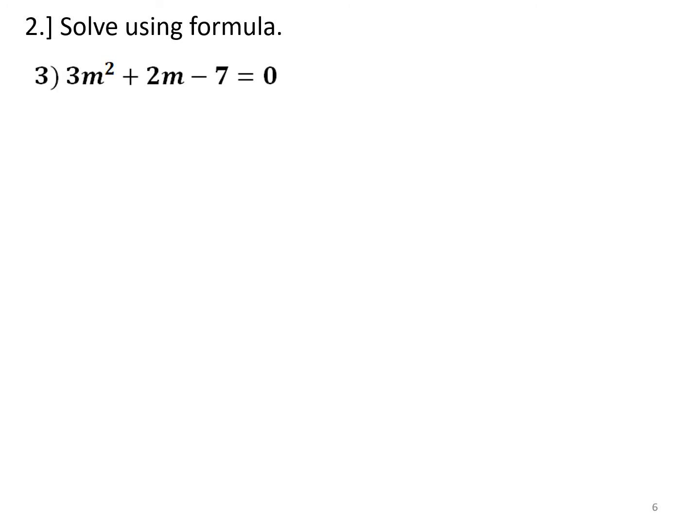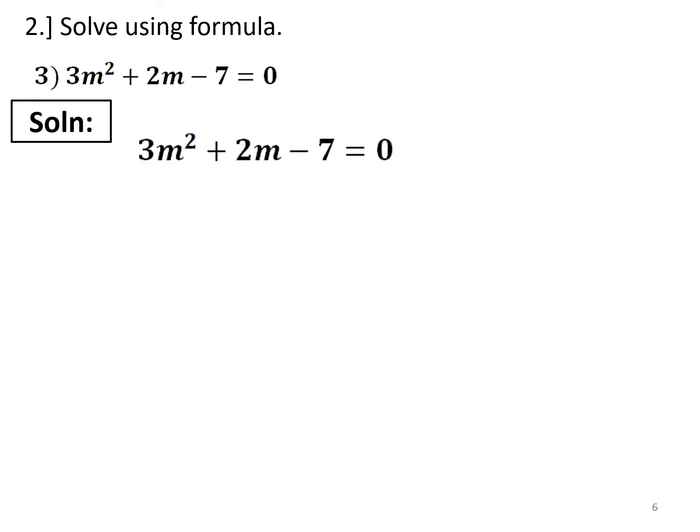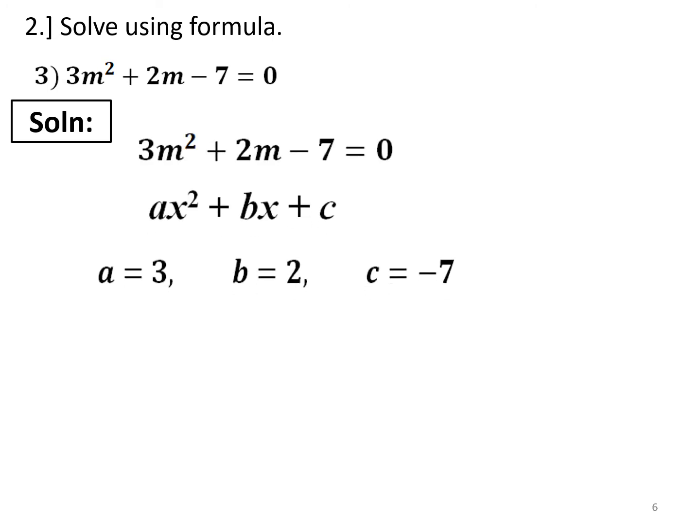set 2.2. Now comparing with the general equation, we get a is equal to 3, b is equal to 2 and c is equal to minus 7. When we get the values of a, b and c, the next step is the finding of b square minus 4ac. So when I substitute the values, I get 2 square minus 4 into 3 into minus 7. Here the sign is very important. If it is minus, please see to that the minus sign is written.